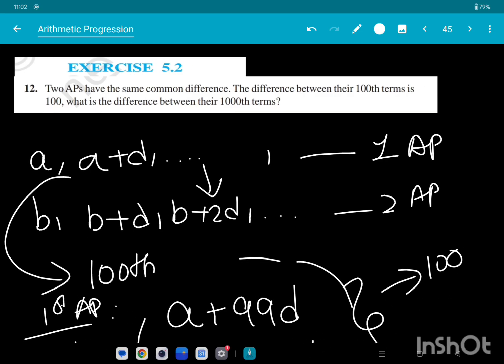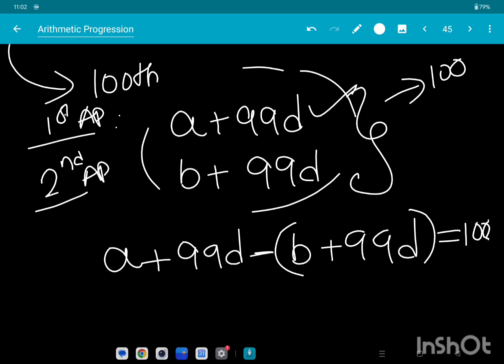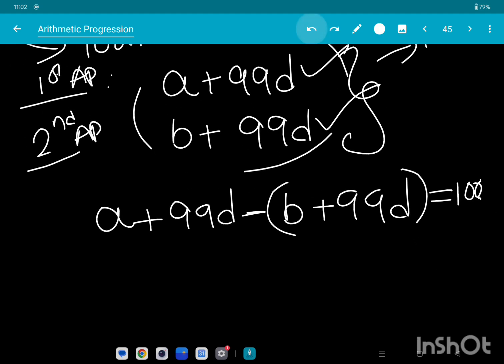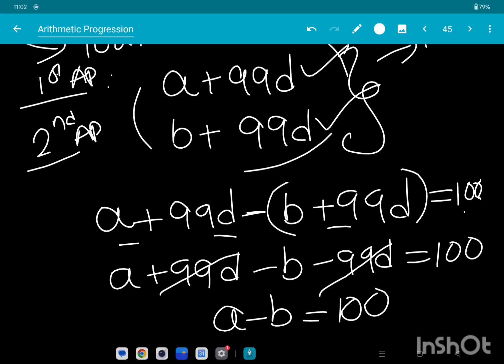It was given the difference between their 100th terms is 100. So this is the 100th term in the first AP and this is the 100th term in the second AP. So their difference is 100, which means if I subtract these two, I'll get 100. So a plus 99d minus b minus 99d is equal to 100. Here 99d and 99d cancel, so a minus b is equal to 100.